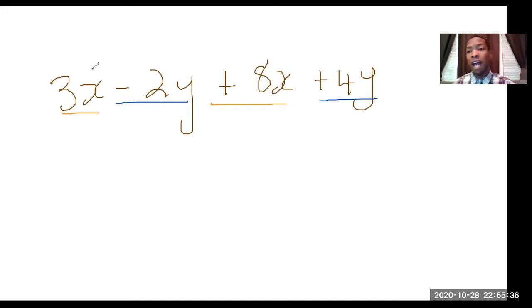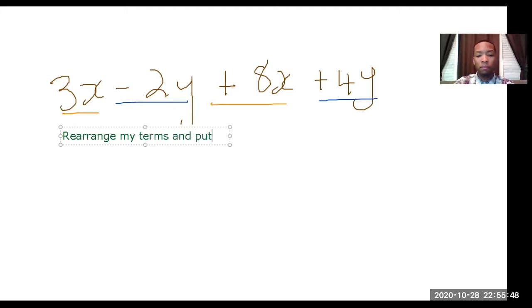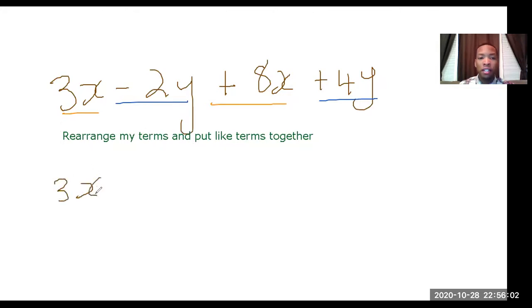So when I say combine, I'm going to rearrange, okay? I'm going to rearrange my terms and put my like terms together. So that means I'm going to have to do 3x, and then the other like term was this right here, which the 8x, it's a plus 8x, so I have to put plus 8x.